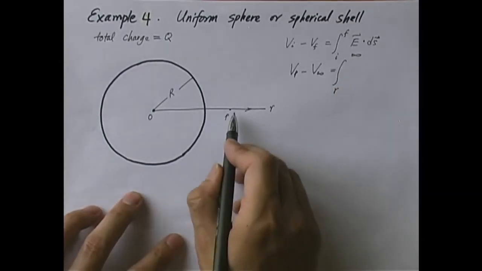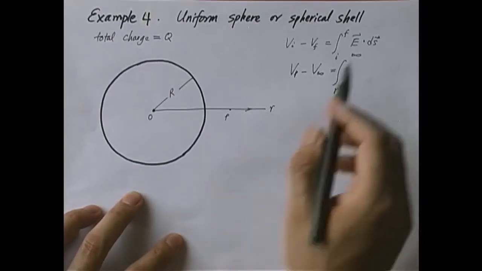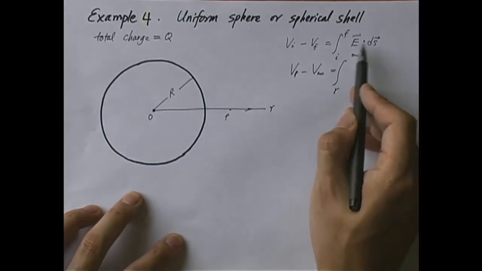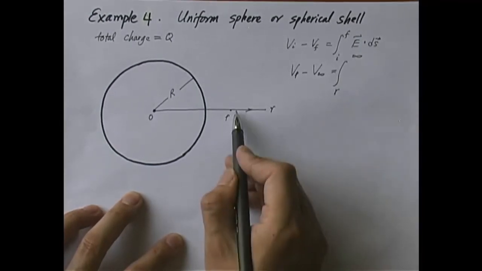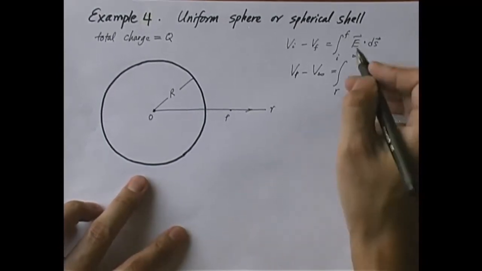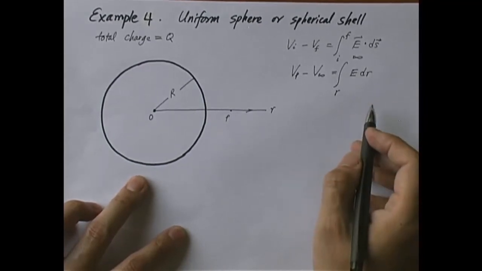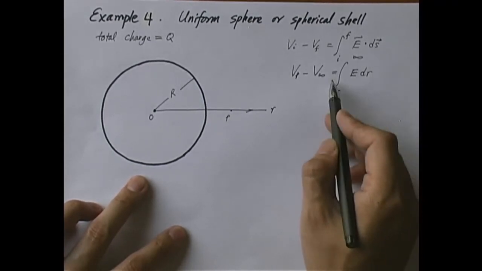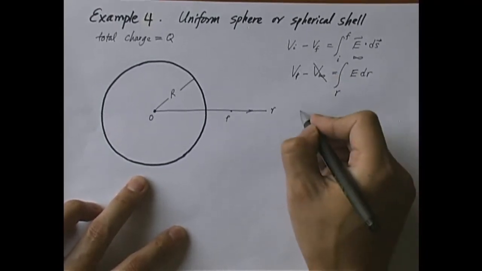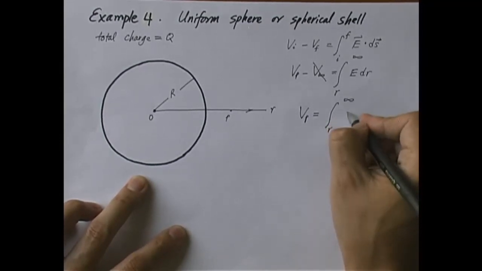Now, the nice thing about choosing this direction is that as I move out, this ds here is just dr, the vector dr. And furthermore, E and ds have the exact same direction, both radially outwards, because of the symmetry of the problem. So this I can write as just E dr. E is not a constant though, so I cannot take it out. Now, V at infinity I'm going to set to 0. Therefore, Vp is just the integral from R to infinity of E dr.